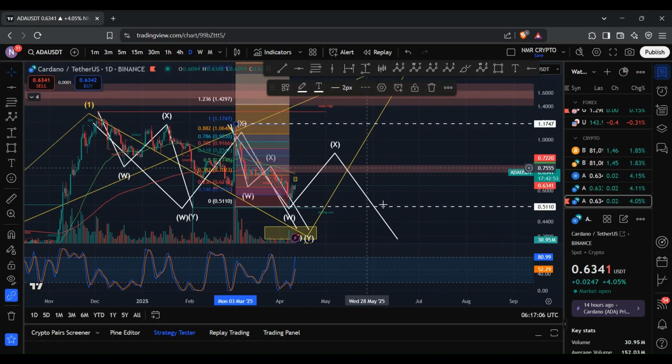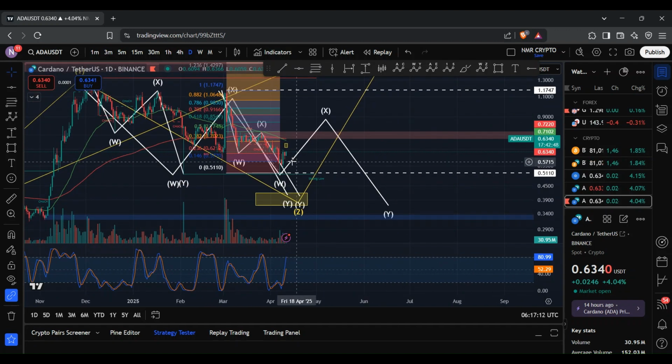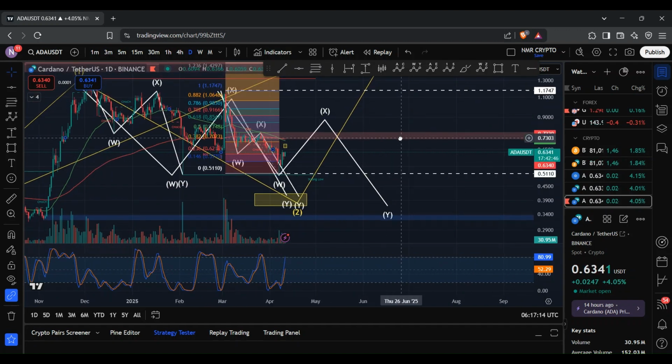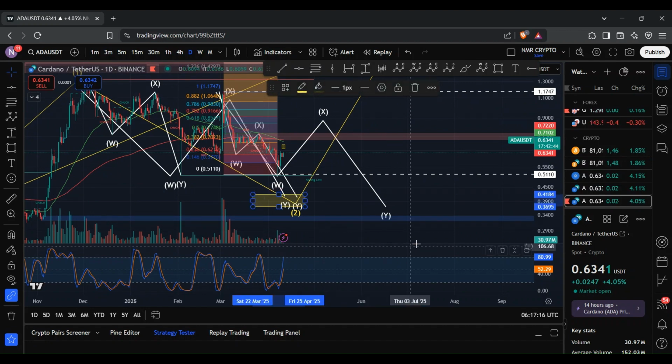And so if ADA was to break this level here at $1.17, then that would confirm that we are on a bullish run, and we ended up having a double bottom. And we are no longer going to reach this region here.